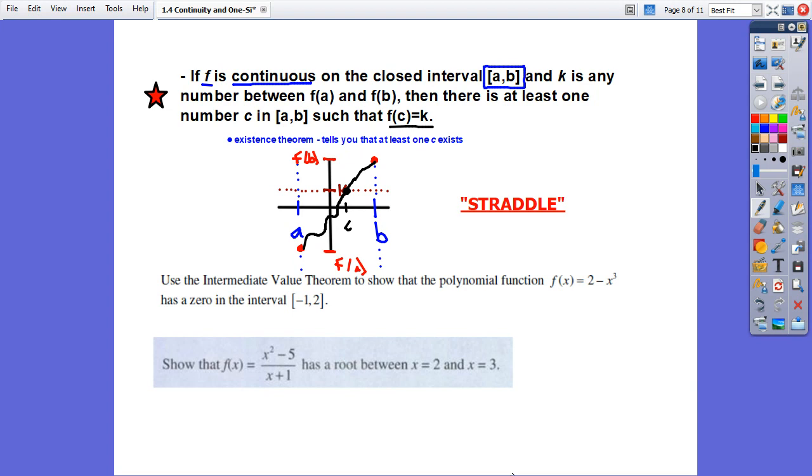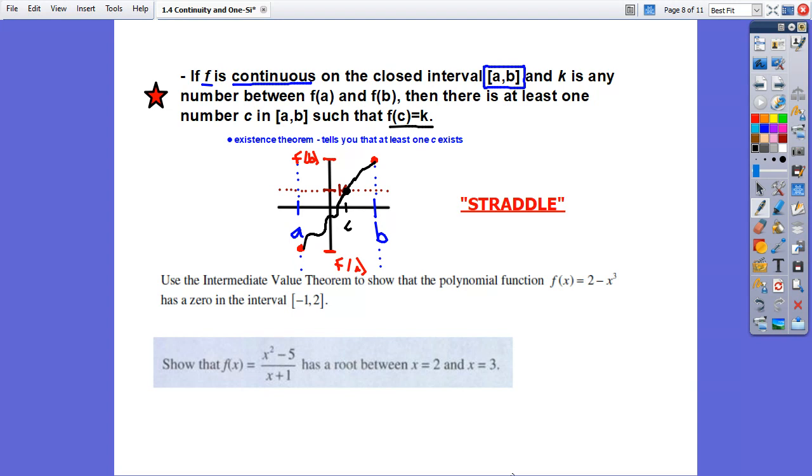And so we want to think of IVT as more of a straddle type of theorem. We have to show that we somehow have a value that's larger and a value that's smaller than whatever value they're asking me about, okay? And so: use the intermediate value theorem to show that the polynomial has a zero in the interval.